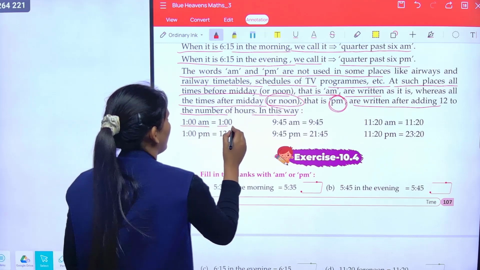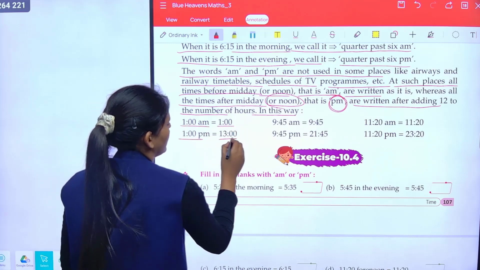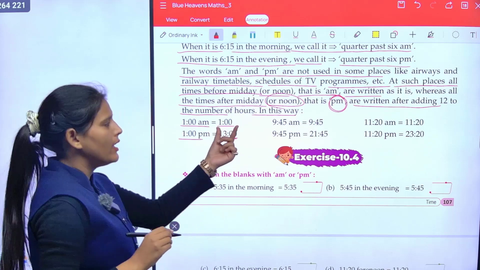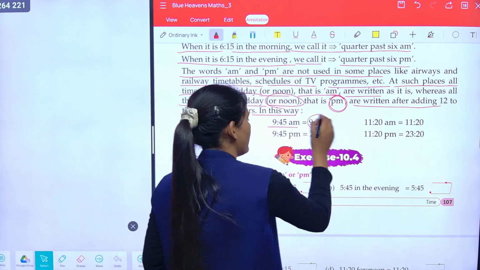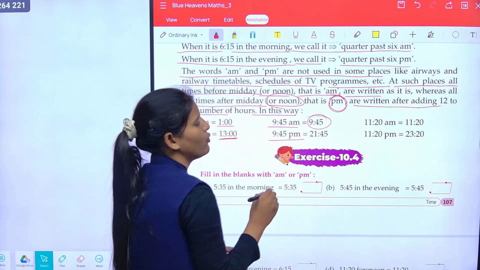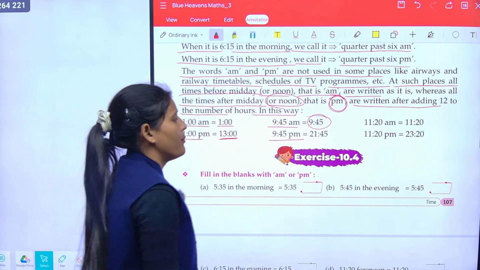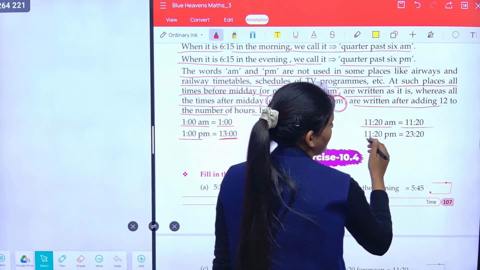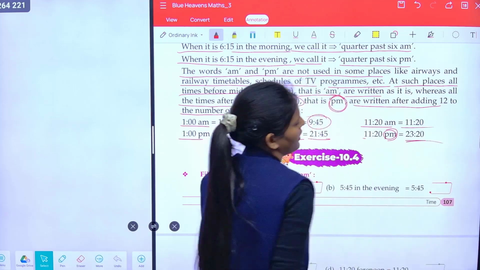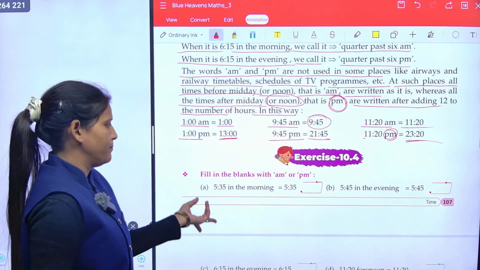1 AM is 1, so 1 PM is equal to 13. 1 AM we write as 1, but 1 PM as 13. 9:45 AM is 9:45, but 9:45 PM is equal to 21:45. 11:20 AM is 11:20, but 11:20 PM is 23:20. Okay.